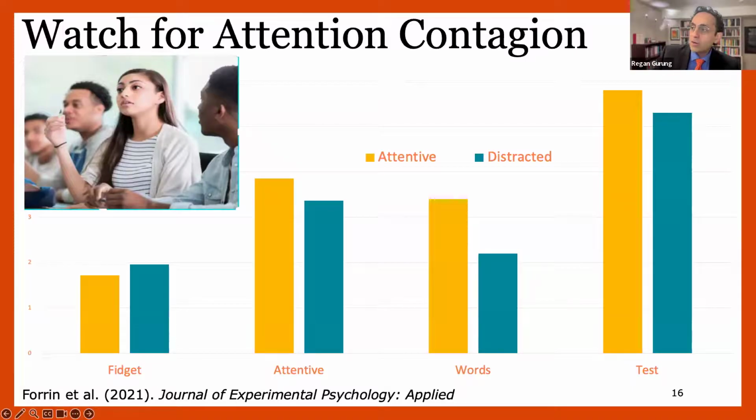Right? The yellow bars are participants sitting next to a Confederate who was pretending to be attentive. The blue bars are participants who are sitting next to a Confederate who was pretending to be distracted. And voila, what you see is you sit next to a distracted Confederate, you fidget more. But on the flip side, you sit next to somebody who's paying attention, you are paying more attention, you are writing down more words, you are doing better on the exam.